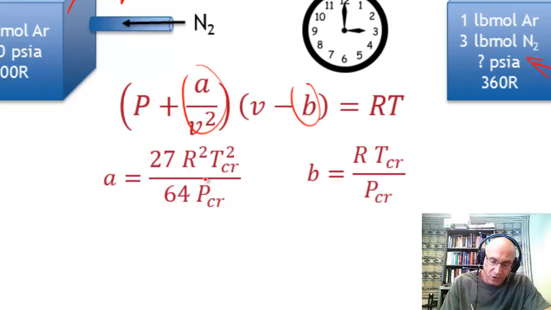Now, notice I've got the critical pressure, so there's going to be a value of a for argon and a value of a for nitrogen. They're going to be different values, and the same thing for b. Since this whole problem is done in pound moles, we're going to do everything on a molar basis, so those will be per-mole volumes. That makes this the universal gas constant, R_u, the same R_u that appears here. So everything's going to be per pound mole, which makes it all a little bit easier.